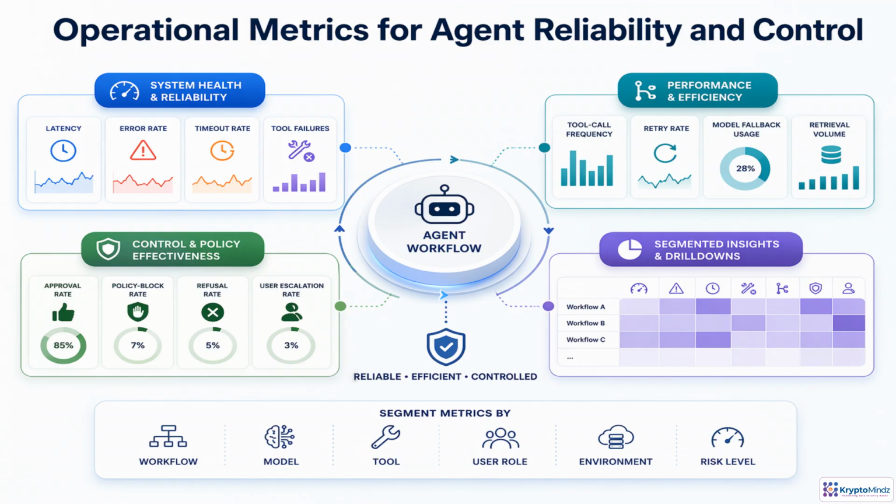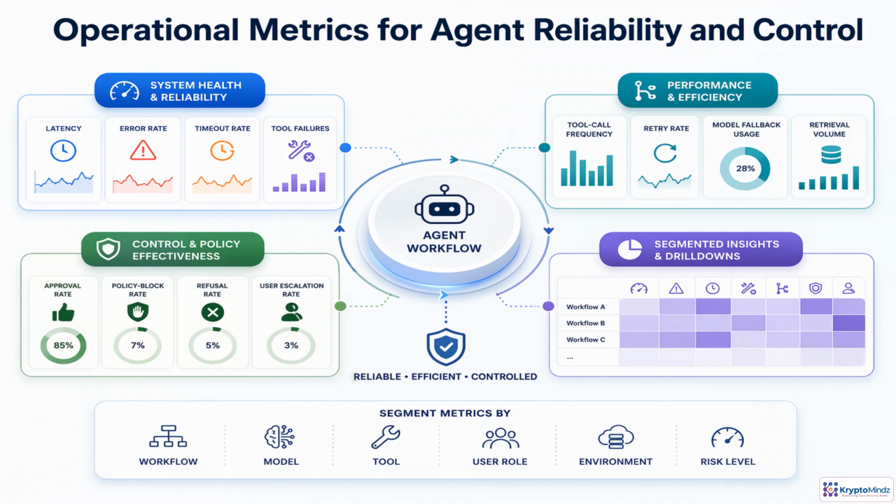Operational metrics turn agent reliability from a feeling into something measurable. Start with system health. Latency, errors, timeouts, and tool failures tell you whether the workflow is stable. Then look at efficiency. Tool call volume, retries, fallbacks, and retrieval usage show where cost or complexity is growing. Control metrics are just as important. Approval rates, policy blocks, refusals, and escalations reveal whether safeguards are working without creating too much friction.